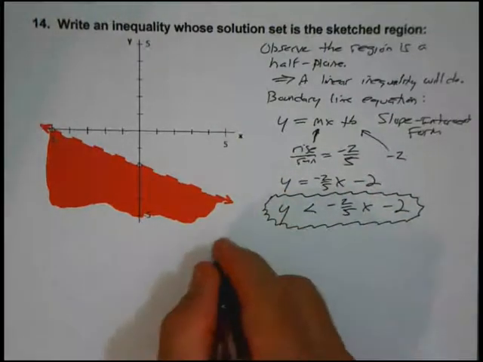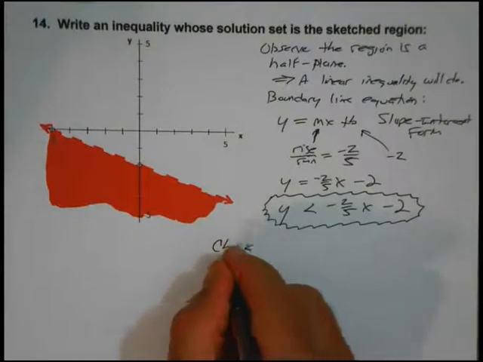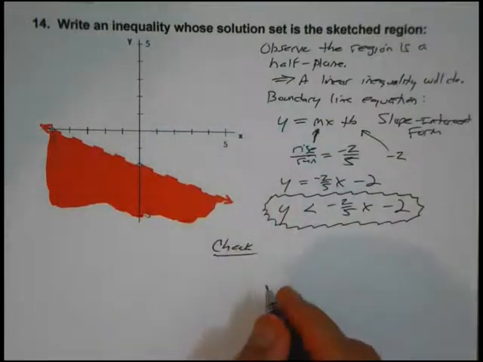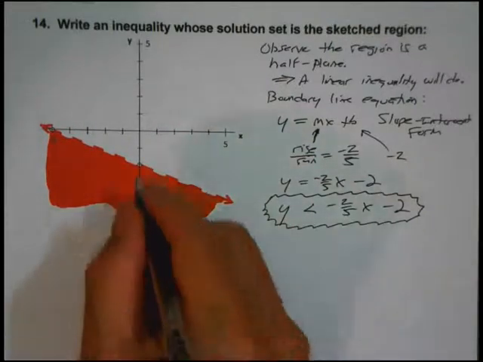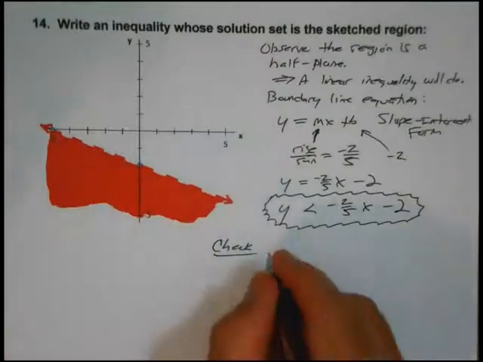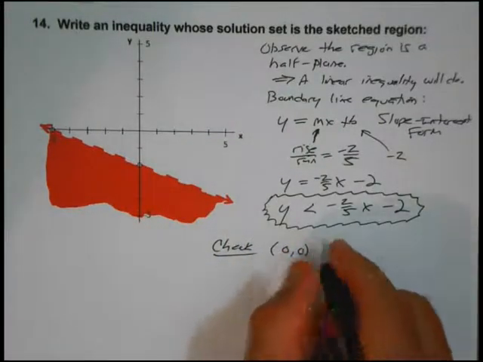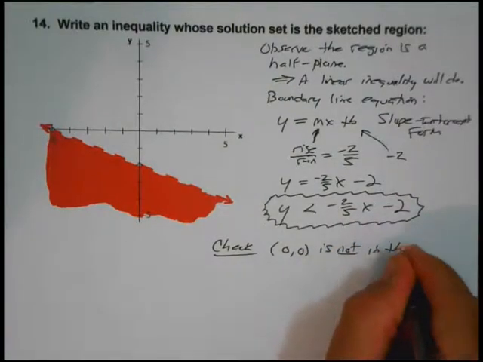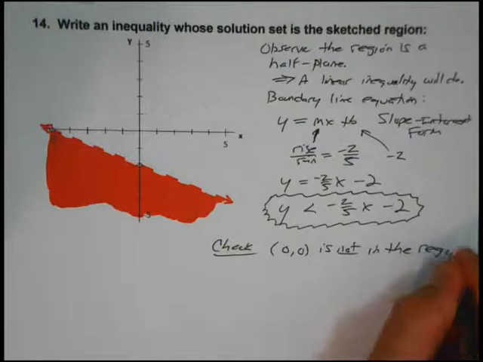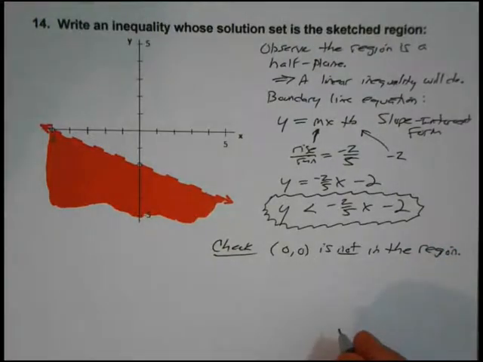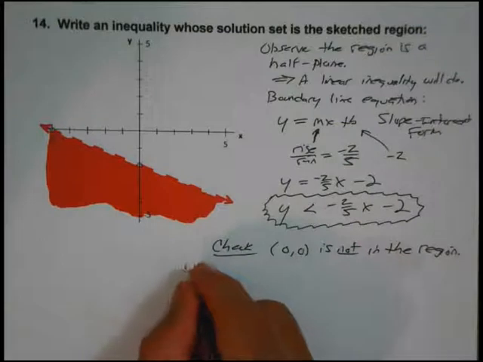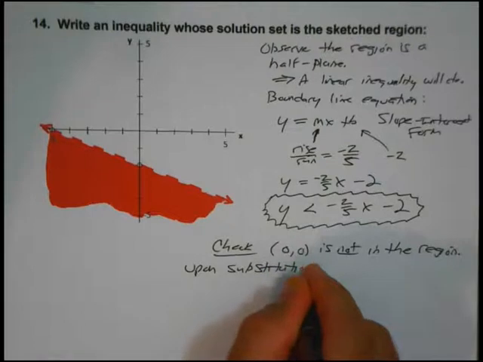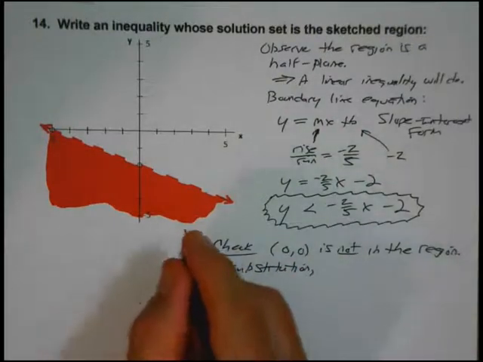Let's try checking things out here a little bit before we walk away from this. (0, 0) is always really easy to work with for arithmetic. And in this case, (0, 0) is not in the region. Okay, since it's not in the region, then upon substitution, it should make the inequality false.